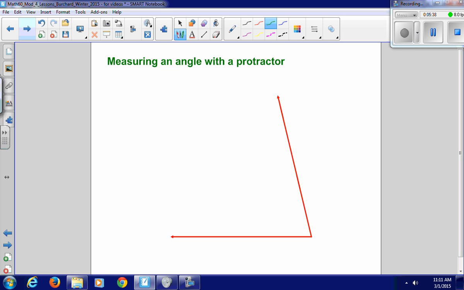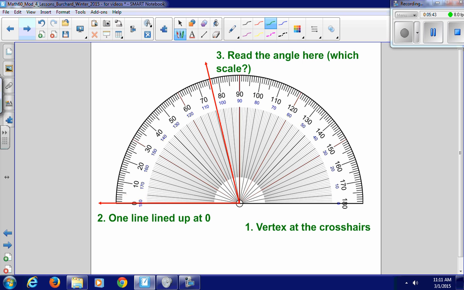If you've got an angle written on a piece of paper and you want to measure it, what you do is put your protractor over the top of it. Remember I said before that we want to put the vertex at the crosshair. So that's the vertex of the angle, and it's lined up right on the crosshairs of the protractor. And then remember, an angle is made up of two lines. So we take one of the lines and we line it up at 0.